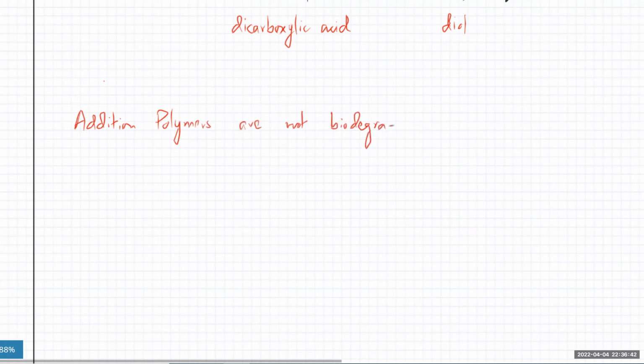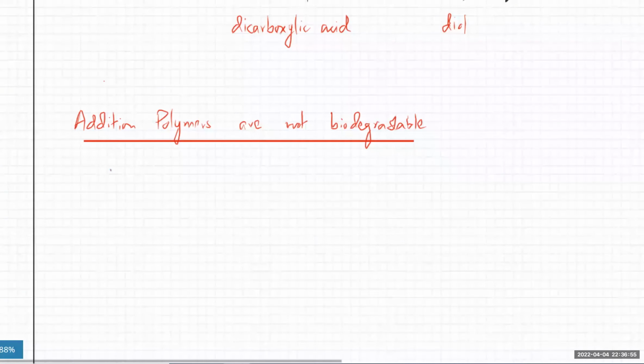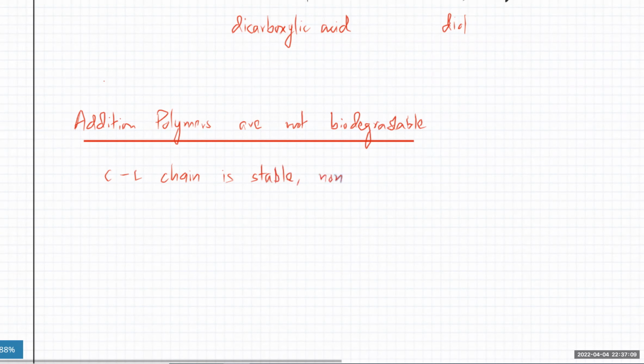So addition polymers tend not to be biodegradable, because the carbon chain is inherently very stable and it's non-polar. There are very few reactions in which you see carbon chains actually breaking. So addition polymers are not biodegradable. The carbon chain is stable, and one of the reasons is that it's a non-polar chain. I'm just going to draw one example of an addition polymer. You need a double bond for that.